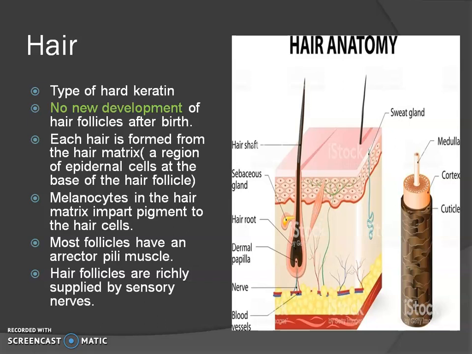These arrector pili muscles are attached to the connective tissue at the base of the follicle and pass obliquely to the upper part of the dermis. When this smooth muscle with a sympathetic innervation contracts to make the hair stand on end, it may also squeeze the sebaceous gland that lies between the muscle and the hair follicle. Hair follicles are richly supplied by sensory nerves.